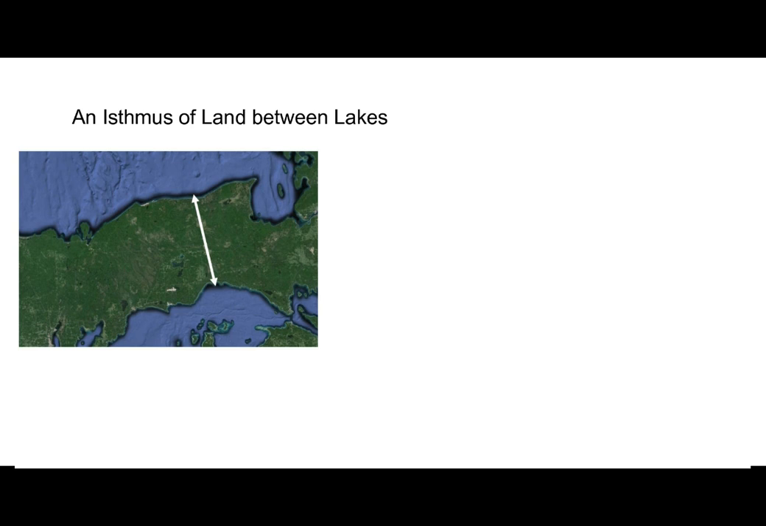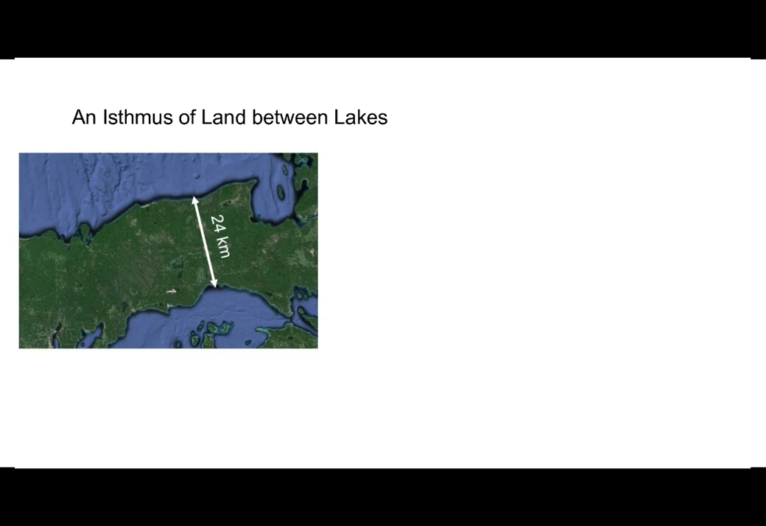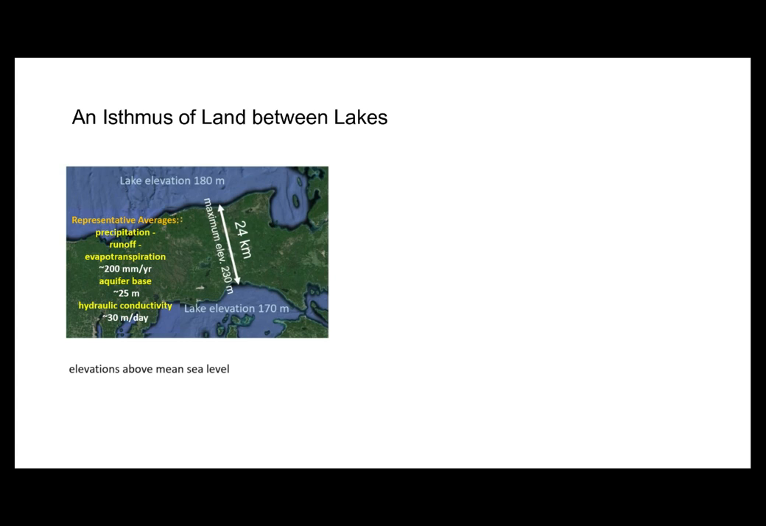The length of the system is 24,000 meters. The elevation for indicating a high water table will be 230 meters above sea level. The lake elevation on one side is 180 meters. The lake elevation on the other side is 170 meters. The net recharge is 200 millimeters per year. The aquifer base is 25 meters above sea level, and its hydraulic conductivity is 30 meters per day.